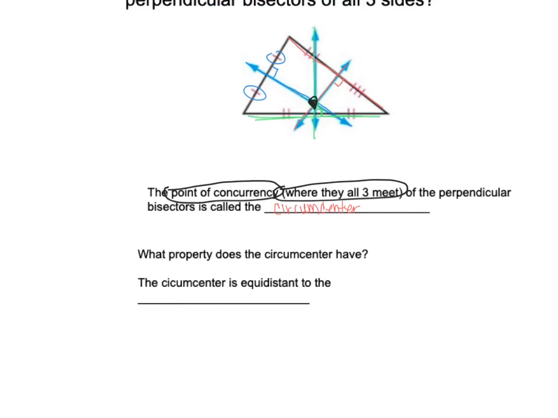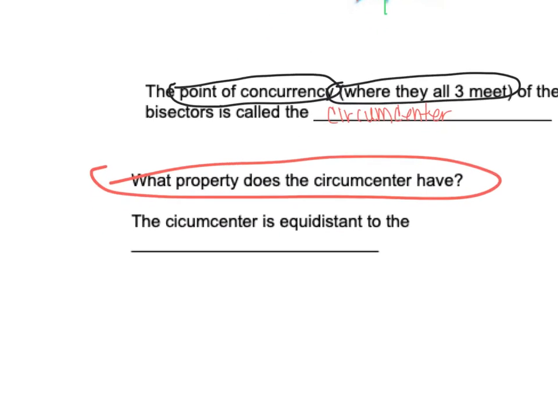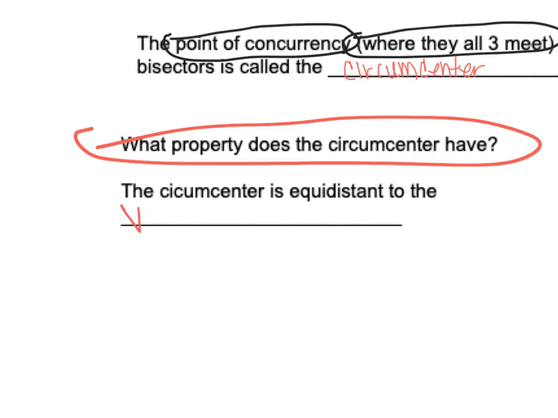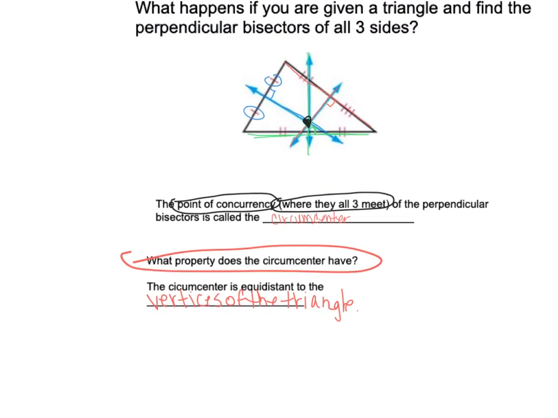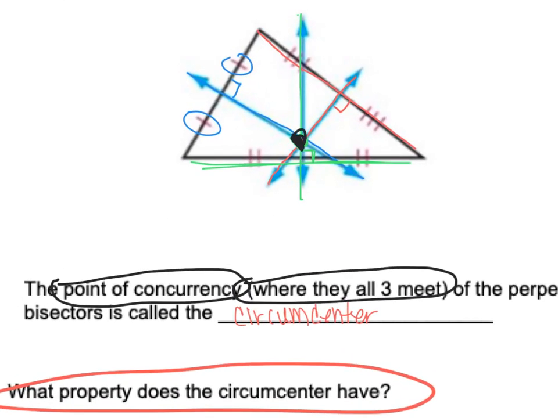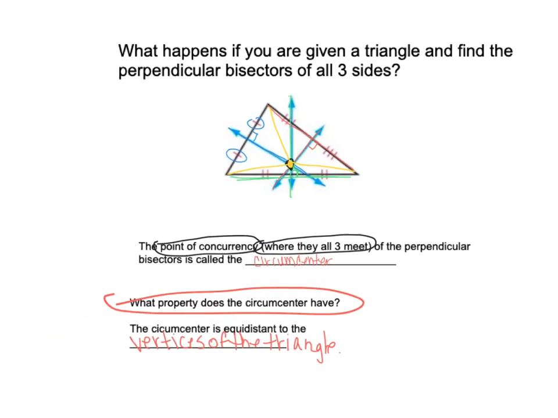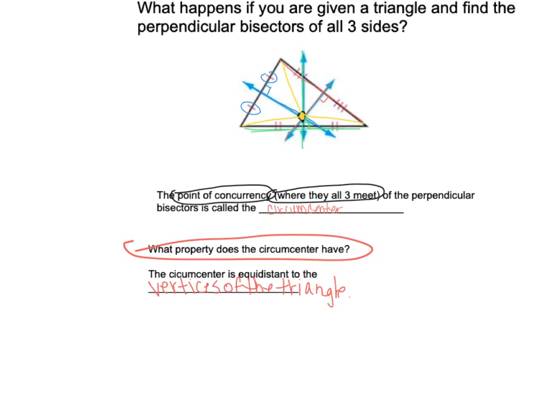And one thing about the circumcenter that we need to make sure that we know: what property does that circumcenter have? The circumcenter is equidistant to the vertices of the triangle. So going back up to our diagram, let's see, I haven't used yellow yet. If I use yellow here, that means that this point, the black point I have in the middle, if I measured from that point out to this, or out to here, or out to here, all of the yellow lines would all be the same measure. That's what it means when it says the circumcenter is equidistant from the vertices.